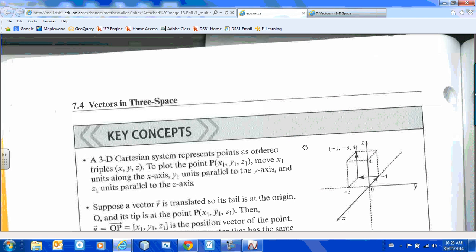Okay, gonna make this one quick. We're looking at transitioning now from vectors in 2-space to 3-space, so from 2D to 3D. I'll use 3-space and 3D interchangeably, just so you know.